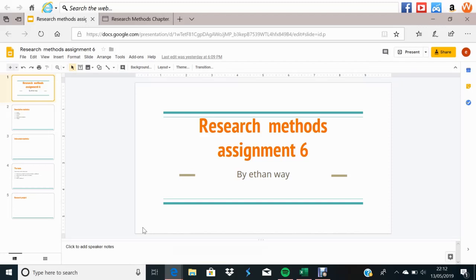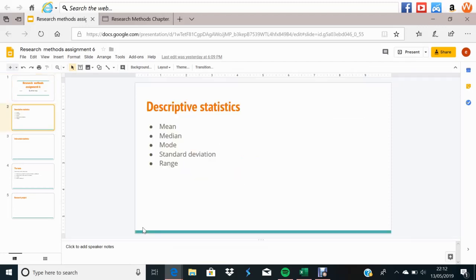Okay, so first up we have descriptive statistics. There are 5 different descriptive statistics, and these are mean, median, mode, standard deviation, and range. The mean is the average of all the numbers in the data, and is most commonly known as the average. To get this, you add all the numbers up in the data set, and you divide it by how many pieces of data there are, so how many numbers there are.